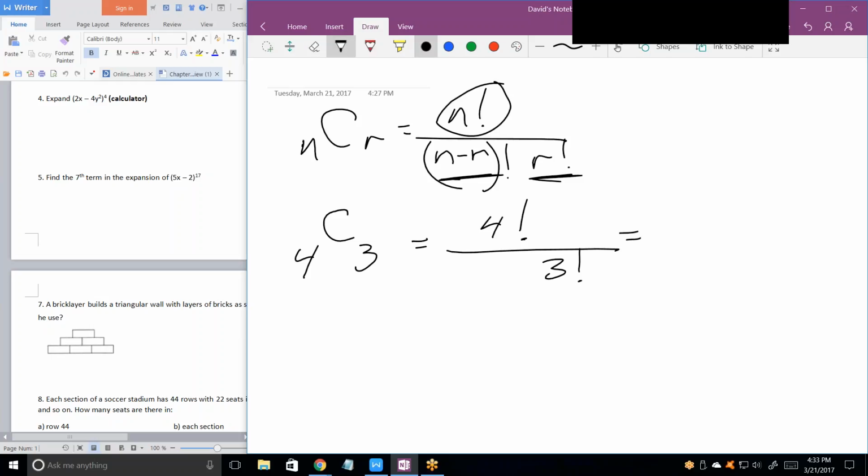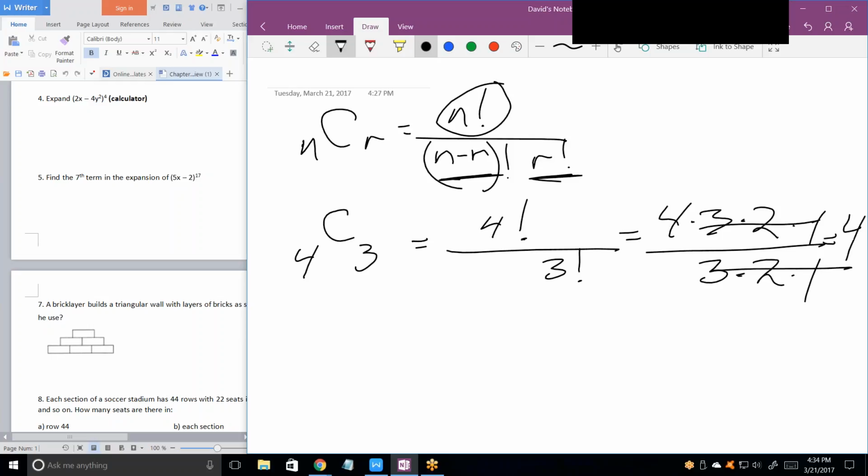What's that equal to? First of all, what does 4 factorial mean? It's 4 times 3 and so on, going down by 1. And what's 3 factorial? 3 times 2 times 1. Notice those cancel and I'm left with 4. So 4 choose 3 is 4.